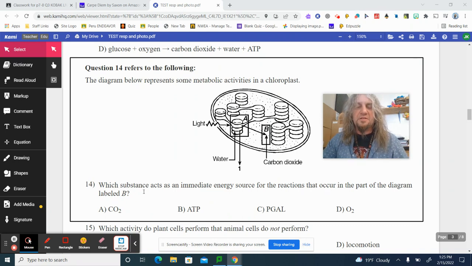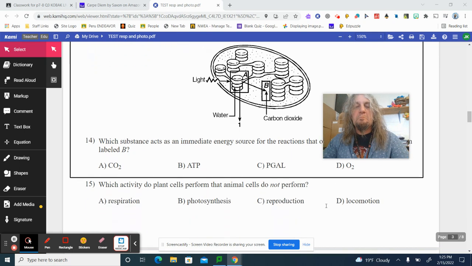Which substance acts as an immediate energy source for the reactions that occur in part of the diagram labeled B? So that's right here. Is it A, CO2, B, ATP, C, PGAL, or D, O2?